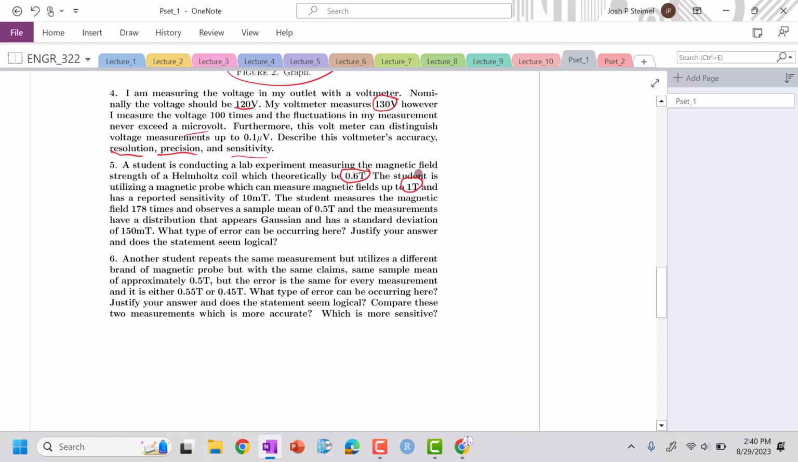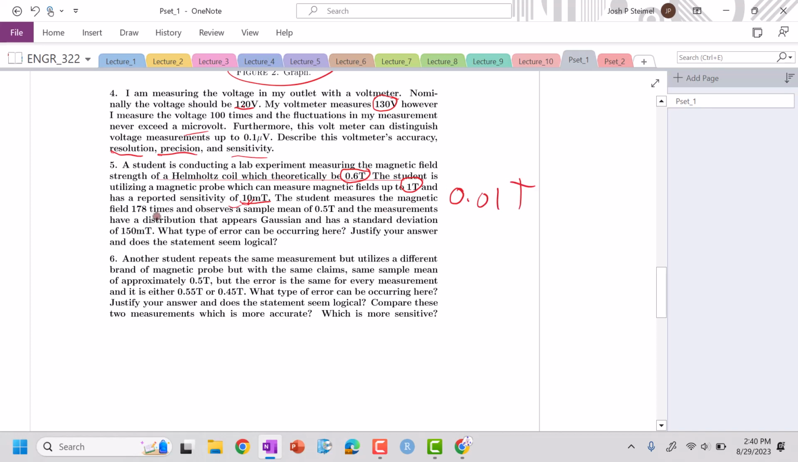Actually, they're using a probe that can measure up to 1 Tesla. The sensitivity is 10 millitesla, so we're going to move it over 1, 2, 3, so 0.01 Tesla. Let's just put everything here.